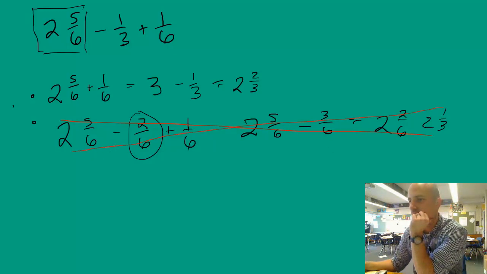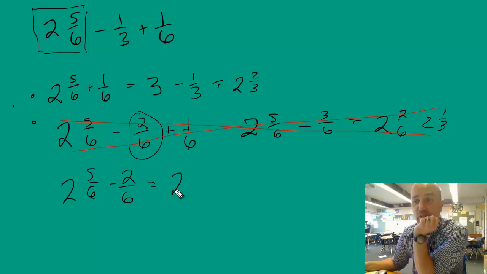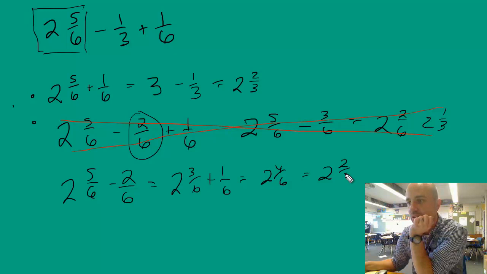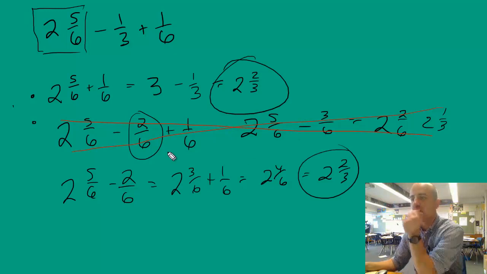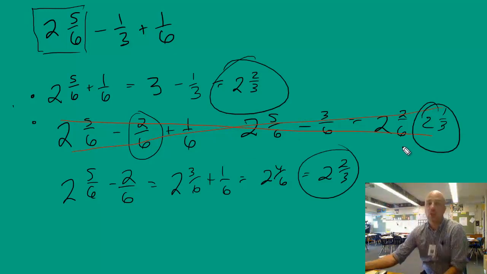But there is another way you can look at this problem. You could look at it as far as sixths go, and you could do 2 and 5/6, and you could subtract out 2/6, right? Which would be 2 and 3/6, and then you would just add in your 1/6 to get a total of 2 and 4/6, which is also 2 and 2/3. So same here, same here. This one did not work out because we kind of rearranged our orders.